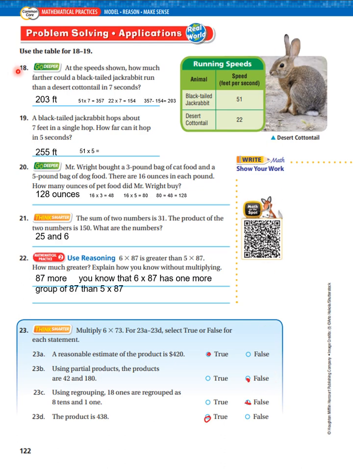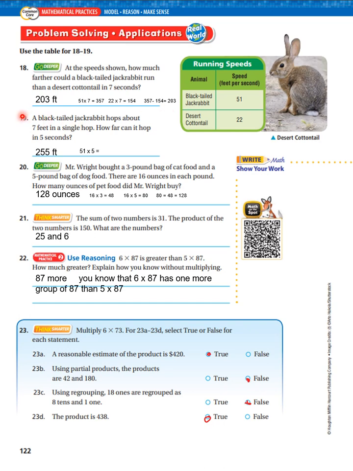Let's look at 18. At speed shown, how much further could a black-tailed jackrabbit run than a desert cottontail in 7 seconds? Black-tailed, 51. Desert cottontail, 22. The answer is 203 feet. I went 51 times 7 is 357. 22 times 7 seconds is 154. 357 minus 154 is 203.